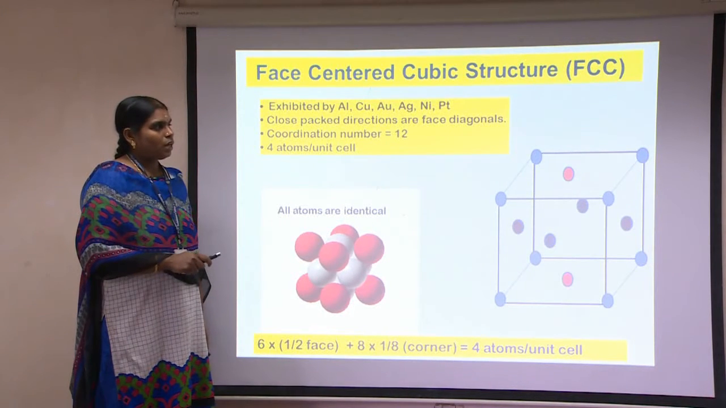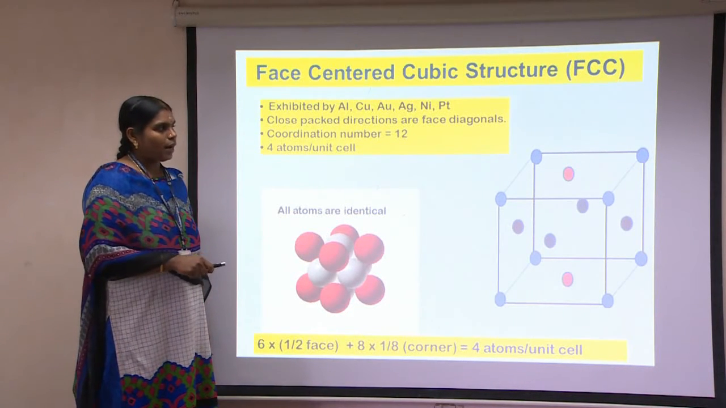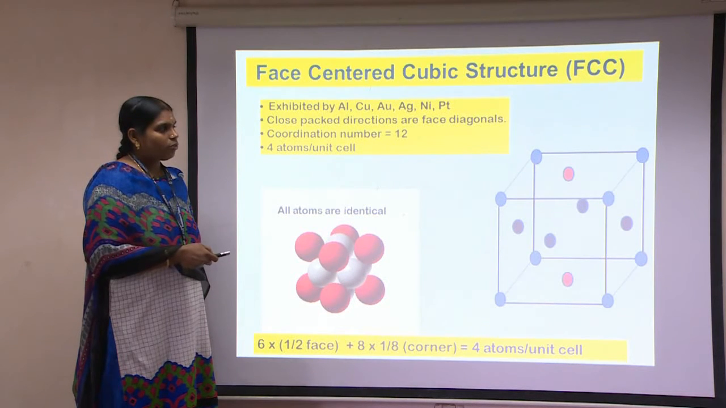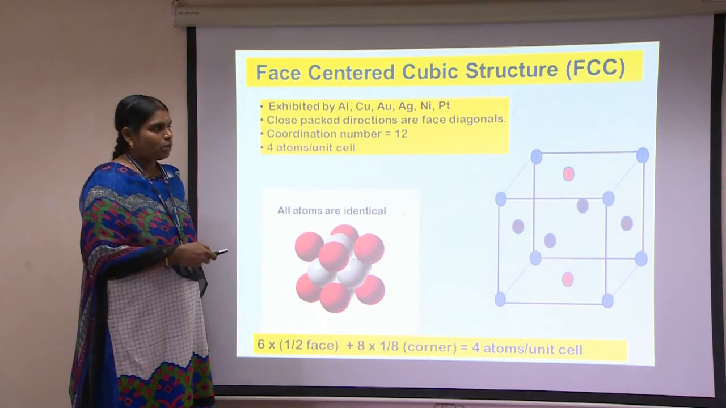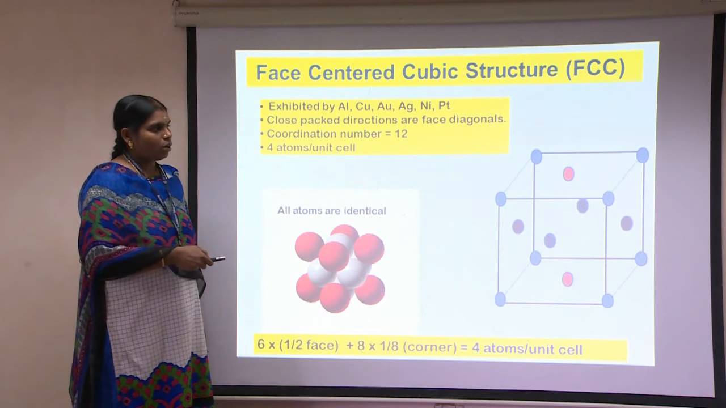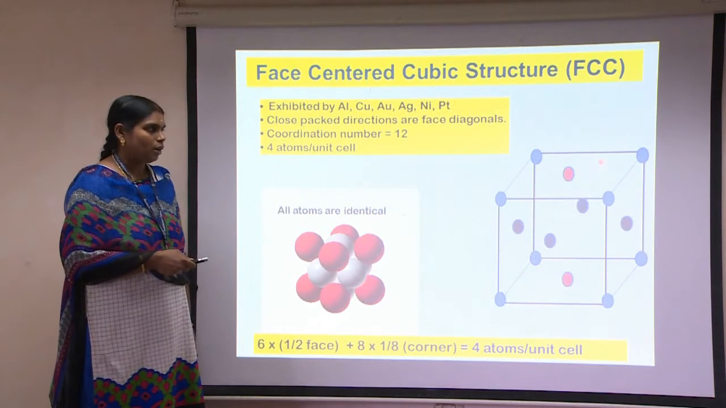Here once again there are 2 types of atoms. One is a corner atom and the other is a face centered atom. First we can find for the corner atoms. Each corner atom is shared by 8 unit cells, so the contribution is 1/8. Since there are 8 corner atoms, the total number of corner atoms present is 8 × 1/8, which is 1.